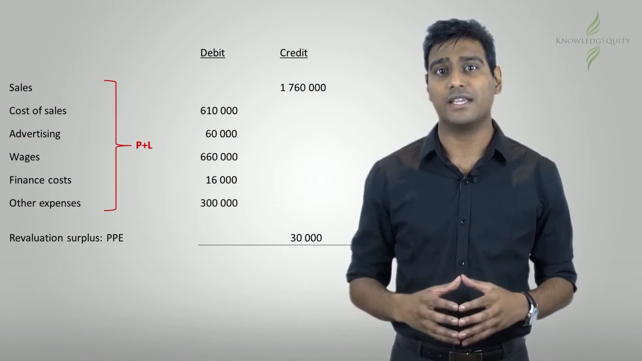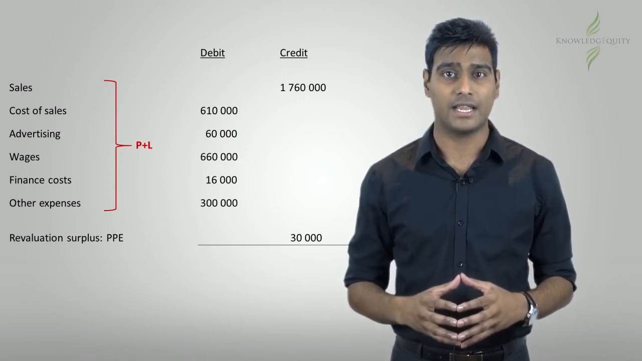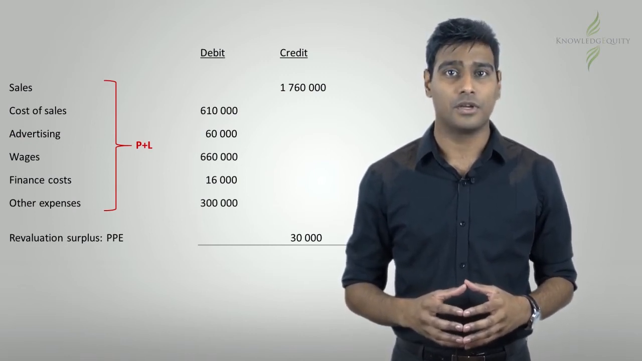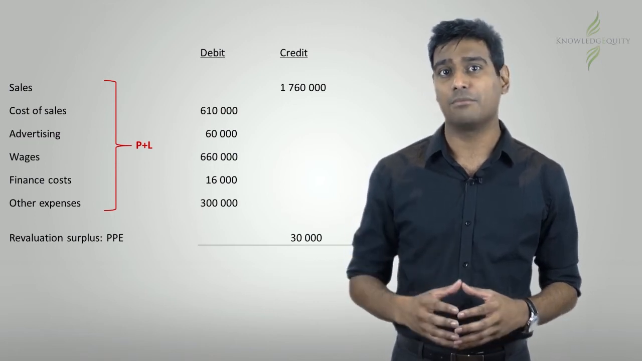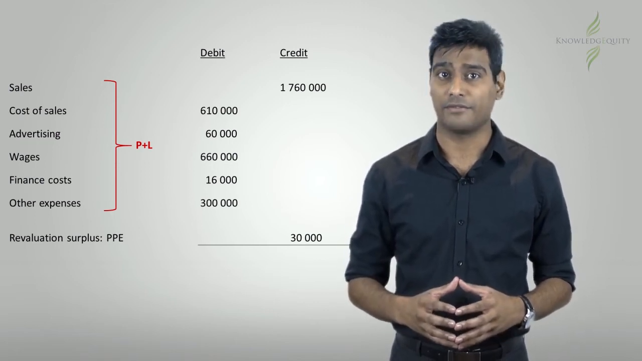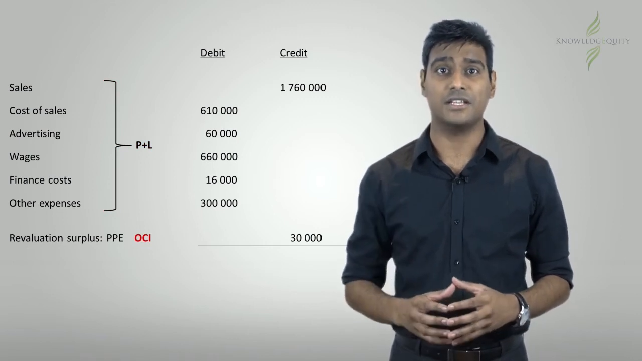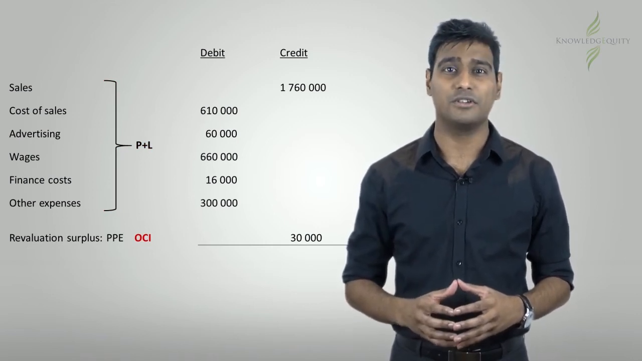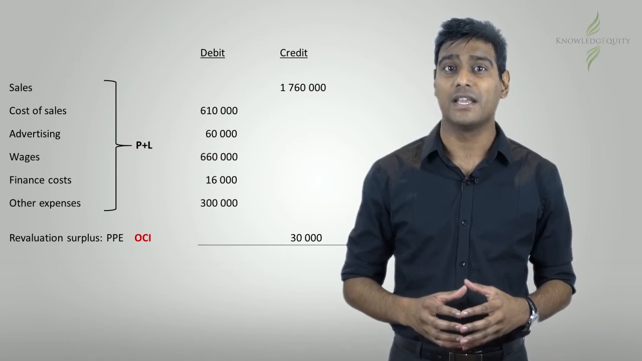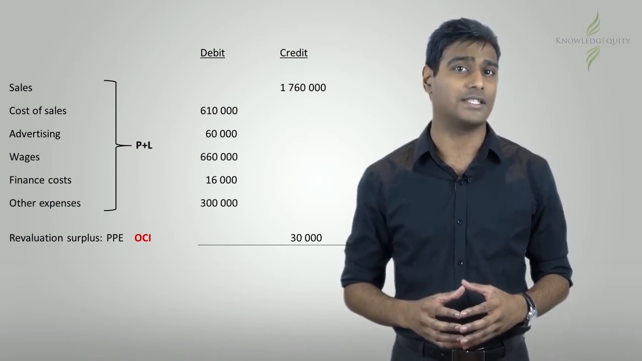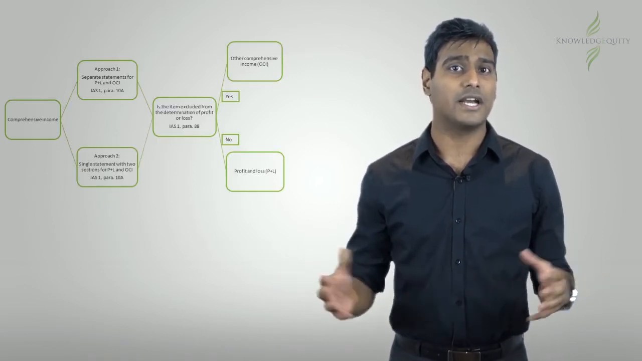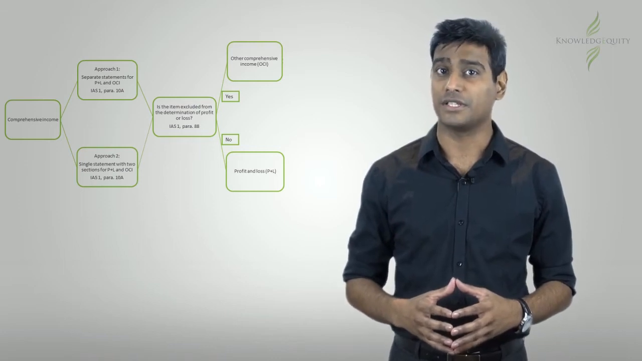So if we go through the extract trial balance for Entity A, the following items would follow the general rule and fall under profit and loss in terms of IAS 1 paragraph 88. Revaluation surplus will be included in OCI because it relates to specific requirements in IAS 16 that is one of the exceptions. So we know which items are to be included in profit and loss and in OCI.